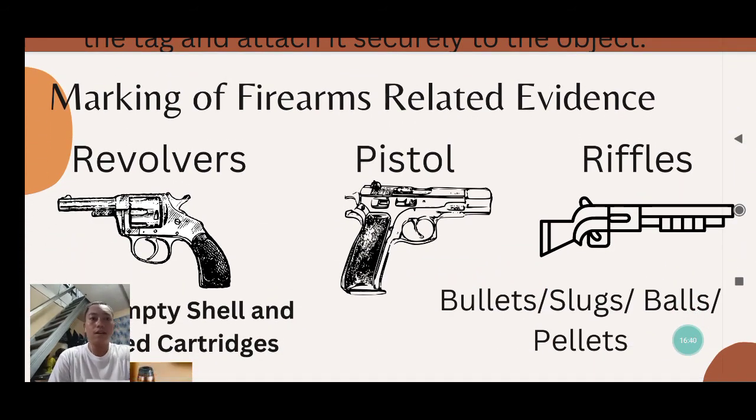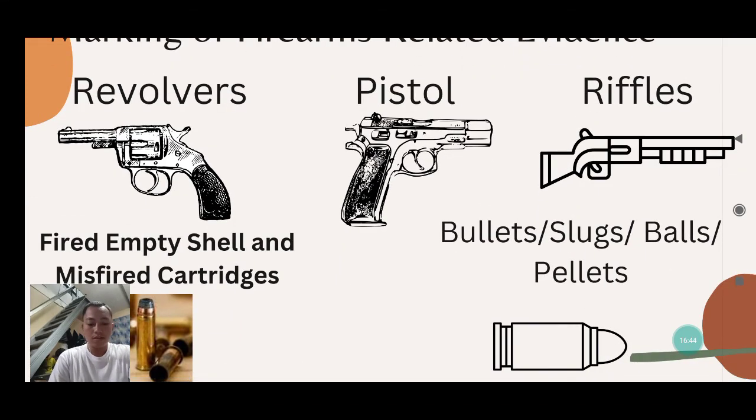Marking of firearms related evidence. Revolvers. Tape should also be put around the bore and the frame of the gun with the signature of the investigator. Pistols. Tape must also be put around the gun with signature to avoid changing the parts of the gun that may affect the result of laboratory examination.